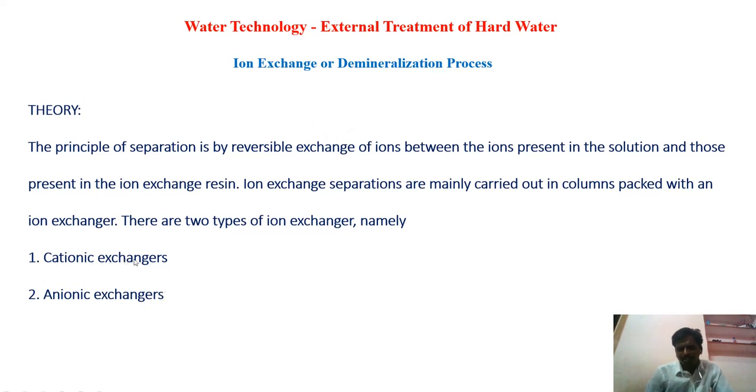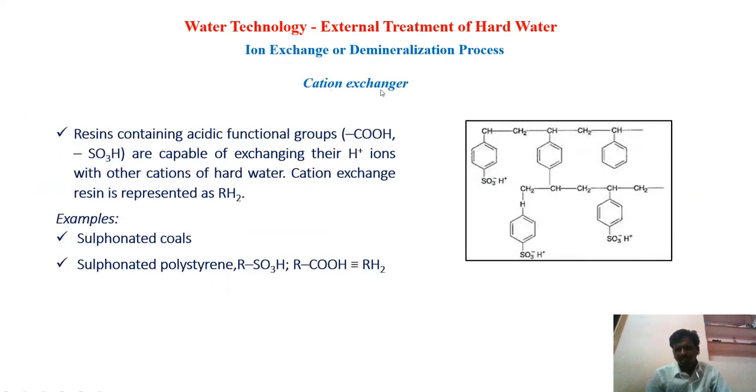If the resin is used to exchange positively charged ions, it is called a cation exchange resin. If the resin is used to exchange negatively charged ions with water, it is called an anion exchange resin. Cationic exchangers can be used to remove calcium and magnesium ions from the hard water, and anionic exchangers can be used to remove chlorides, nitrates, and sulfates from the water. So, in this process we are removing both cations and anions. We will discuss these now. The first one is the cationic exchanger.